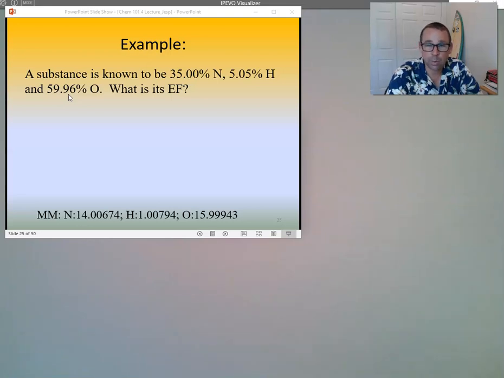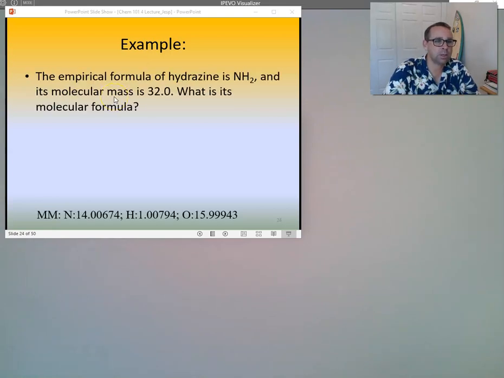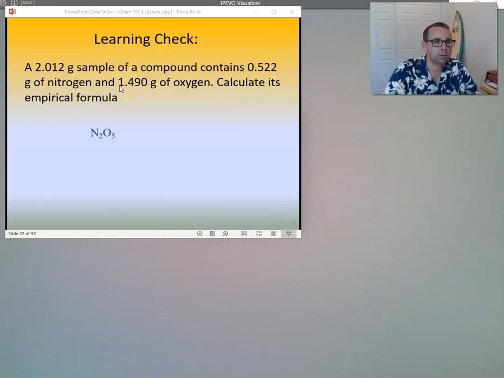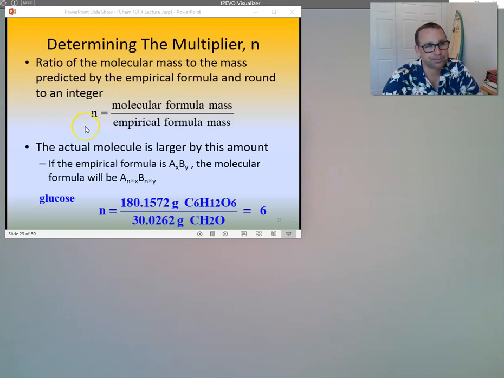Because last time we were given information about the grams of the different elements. And from that information about the grams, we could find the empirical formula. So we can go back to this one and remember what we did. We had 0.522 grams of nitrogen, 1.490 grams of oxygen, and we needed the empirical formula. Well, the empirical formula is not the grams ratio, but the moles ratio. So we just had to convert grams of nitrogen to moles, grams of oxygen to moles, and then use those numbers as the empirical formula and make them whole numbers.